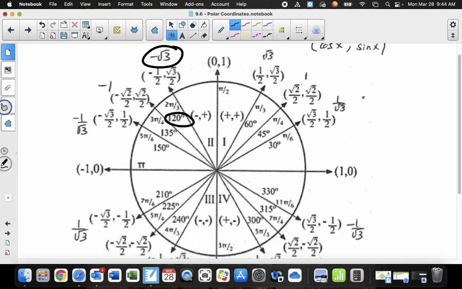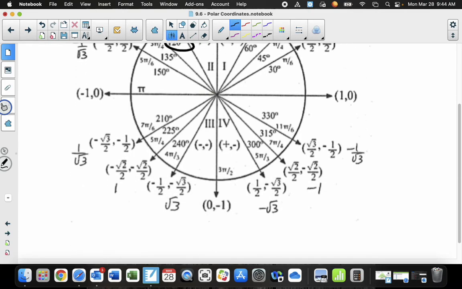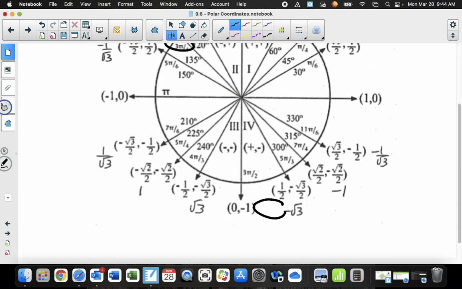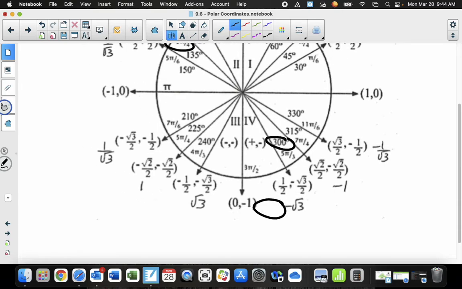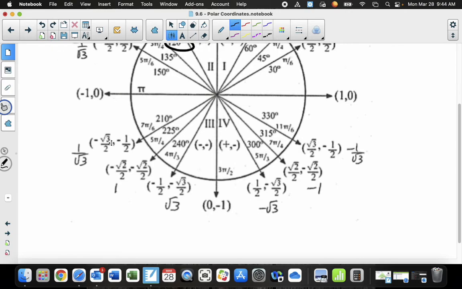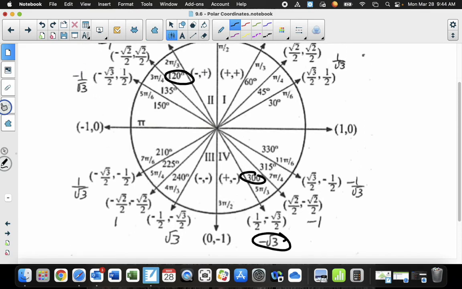What was the other one? Negative square root of 3, where's the other one at? Yeah, 300 degrees down here. Okay, which is, oops. Let me move that back. There we go. Like I said, here's the other part that's at 300 degrees. So the question then becomes, well, which one of those is the right answer? Is it the 120 or is it the 300?